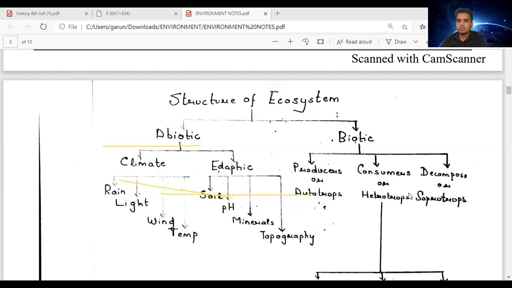Human beings will come in consumers, okay. Bacteria and fungi will come in saprotrophs. Trees will come in autotrophs. Autotrophs, that is producers.